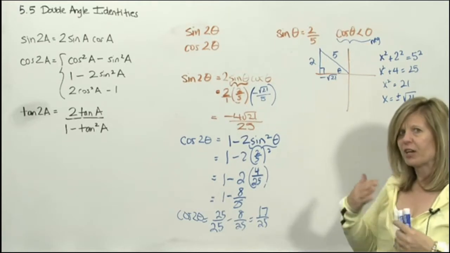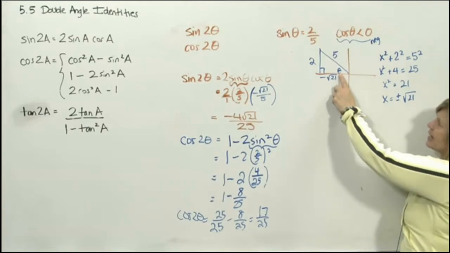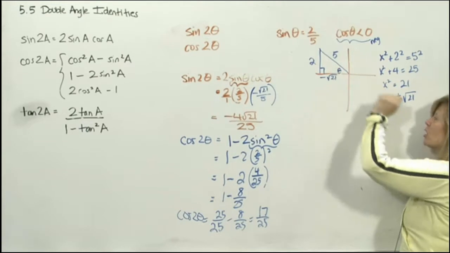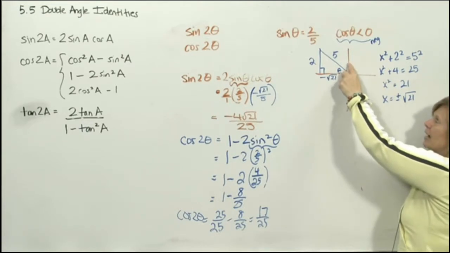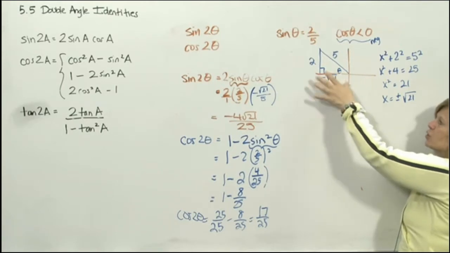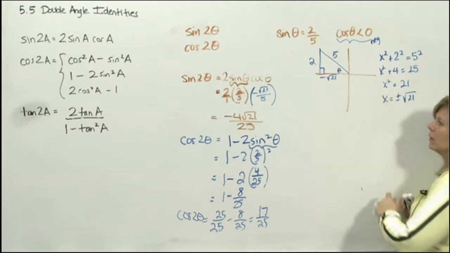Let's see if we can figure out in our head where 2 theta is now. If theta is an angle between 90 and 180, correct? Because it's in quadrant 2. If you double 90, you'd be at 180. If you double 180, you'd be at 360. So when I double these angles, the triangle's either in quadrant 3 or 4.